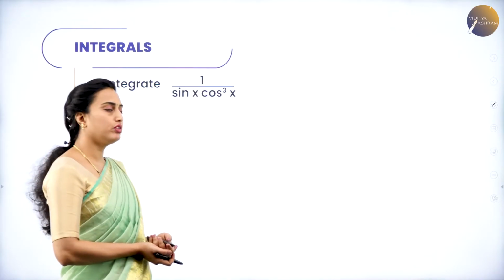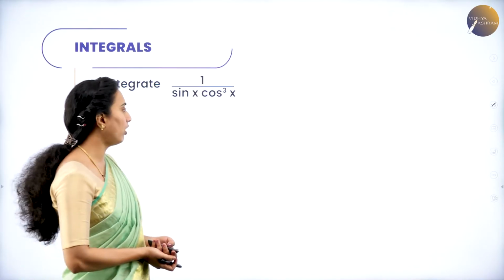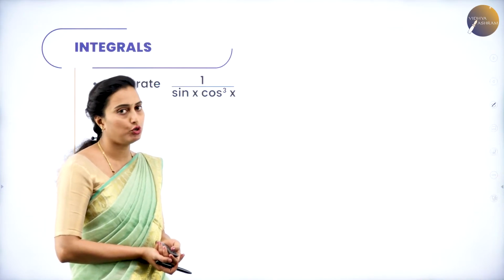That's it. And this is an easier problem which will be asked for a 2 marker or 3 marker. Now we'll be moving on to the next problem, dears. Integrate 1 over sin x into cos cube x.